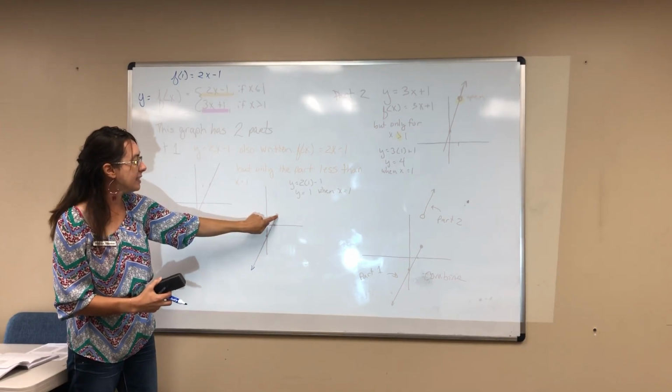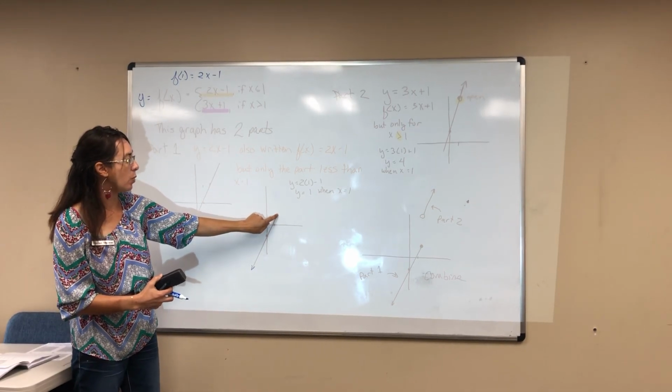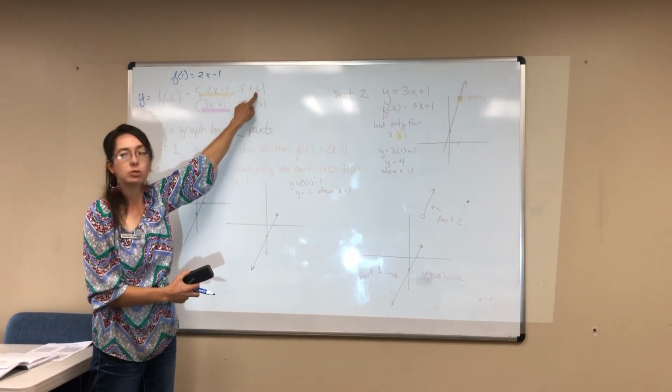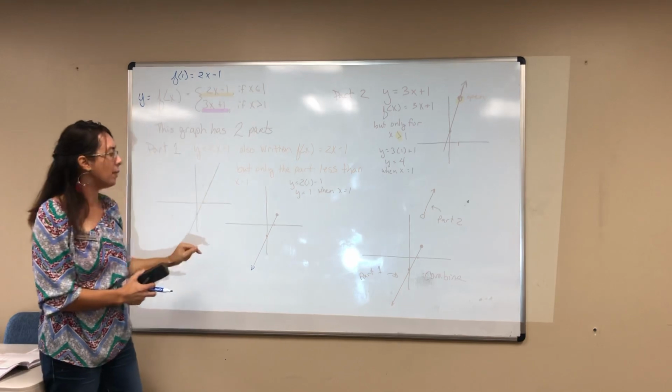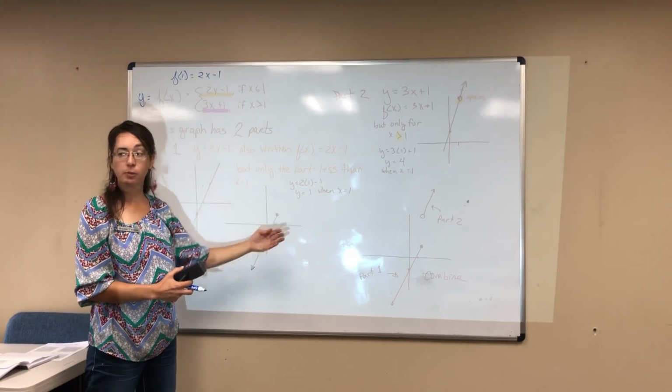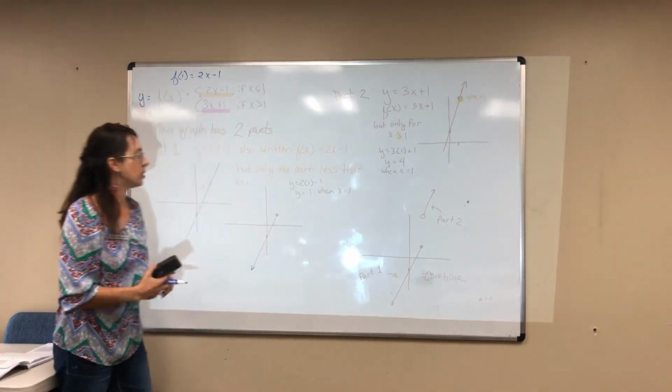And is my dot at 1 filled in or open? Filled in, because it's equal to. Perfect. Okay, now I have another part. This isn't the whole graph of this function because we have another part. What about the ones that are greater than that?